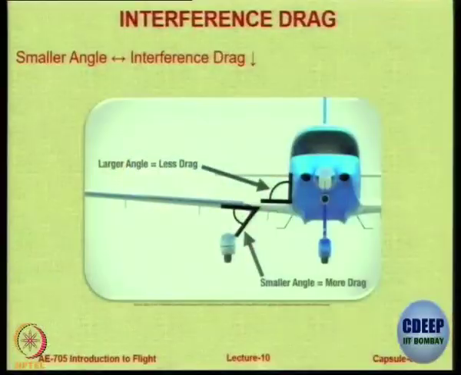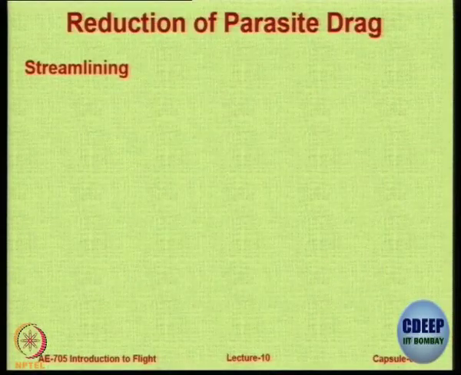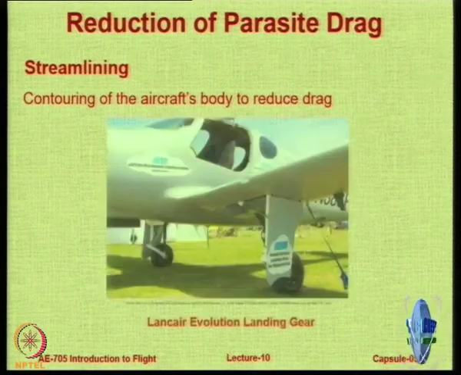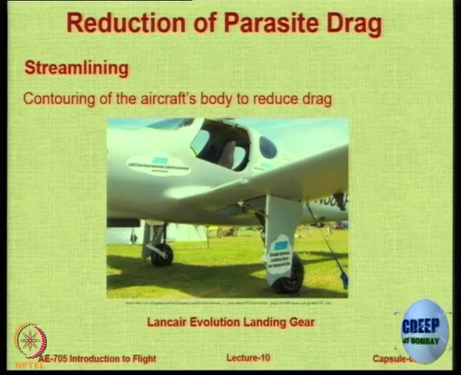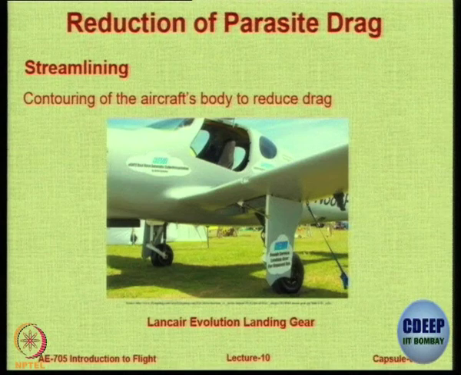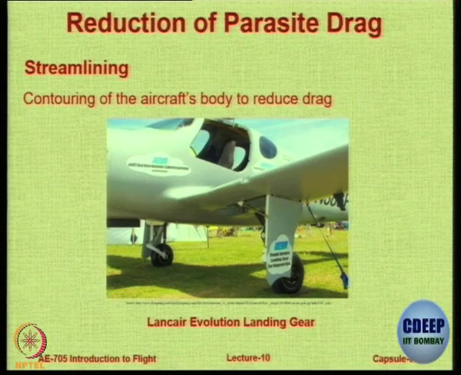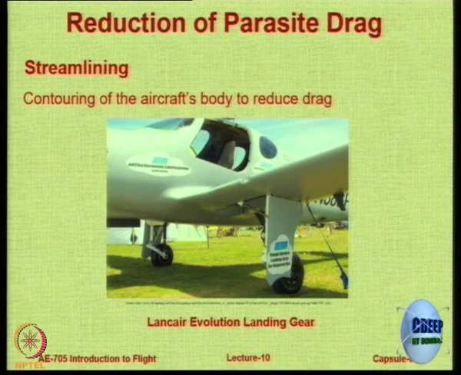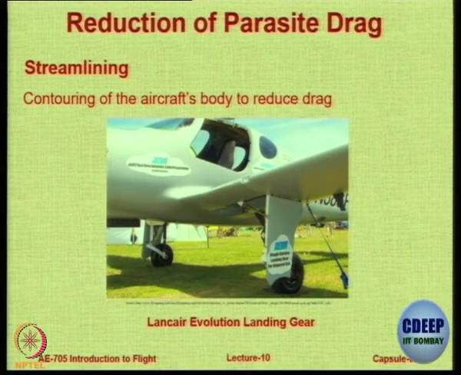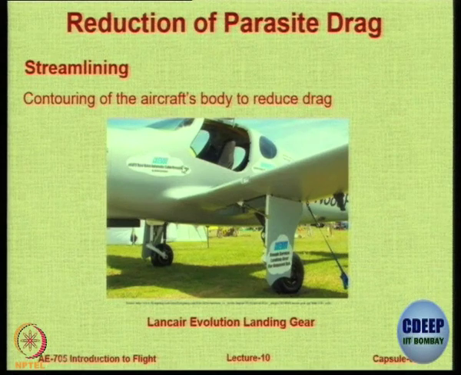So, whenever you do a course on aircraft design, you will see that there are many ways in which you can attempt to reduce the induced drag. Sorry, the interference drag. Most common way is by proper contouring of the body, proper shaping of the body, such as streamlined shape. So, notice how they have put a streamlined cover on the landing gear, and even the wing root junction, especially if you focus attention on this particular place, it is beautifully streamlined.